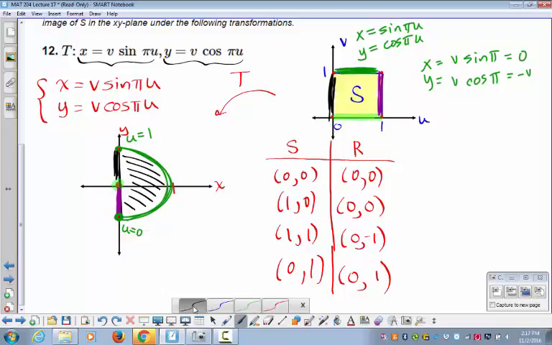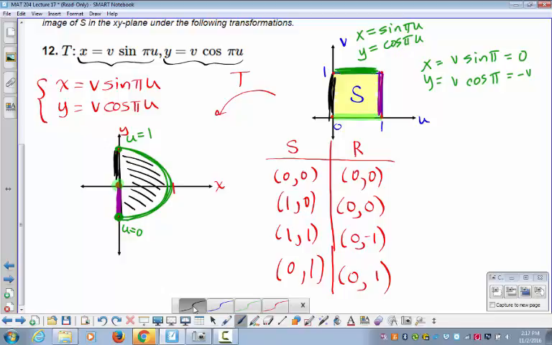So if we're following, what I did originally was pick the corners and then just assume that it was going to be line segments between them. That's not true. It's true if you have linear functions, but if you have trig functions, it's going to be curved. So, Bradley?